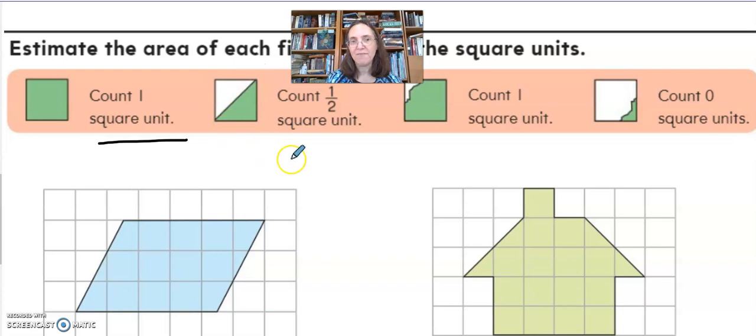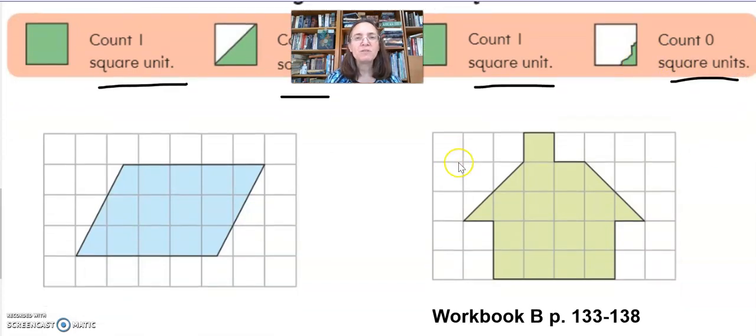If it's clearly half, we'll count that as half. But if it's mostly covered, just a little bit of it is not shown, we'll count that as 1. And if it's mostly not covered, just a little bit of it is shown, we'll count that as 0. So let's see what's going on right here.